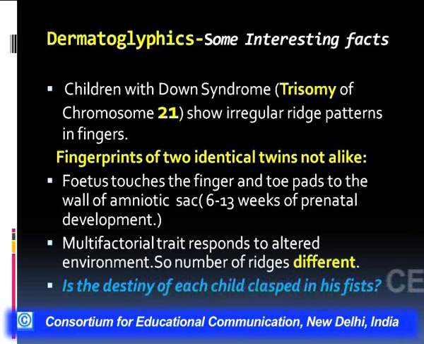So, can we really conclude that the destiny of each child is clasped in his fists? Well, I would not like to comment yes or no, but I would only, as a student of genetics, comment that yes, the two identical twins will have two different fingerprints, and of course, their destinies are bound to be different, their behavior has to be different later.